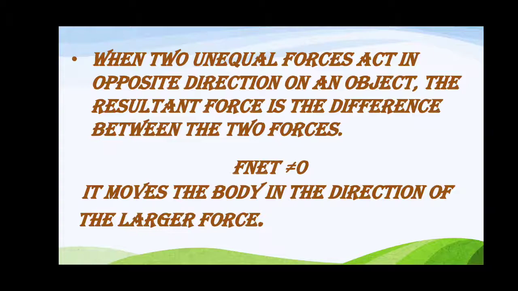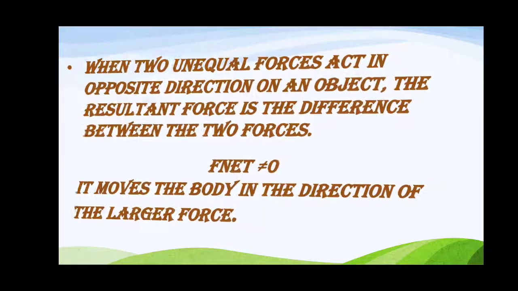When two unequal forces act in opposite direction on an object, the resultant force is the difference between the two forces. Okay, and if the resultant force is not equal to 0, it moves the body in the direction of the larger force. On the whole, what conclusion do we come to? When forces are acting in the same direction on an object, the resultant force will be the sum of the forces acting on it. And if the forces are not acting in the same direction, then the resultant force will be the difference of the two forces acting on that object.